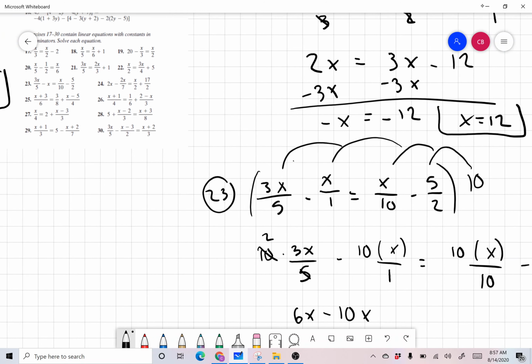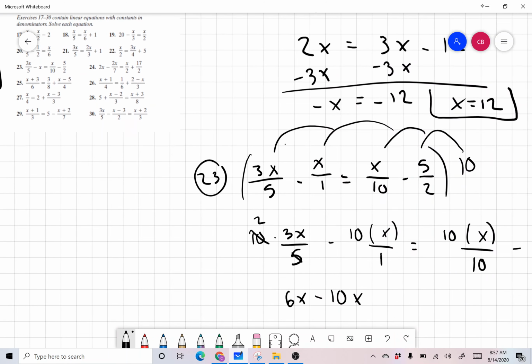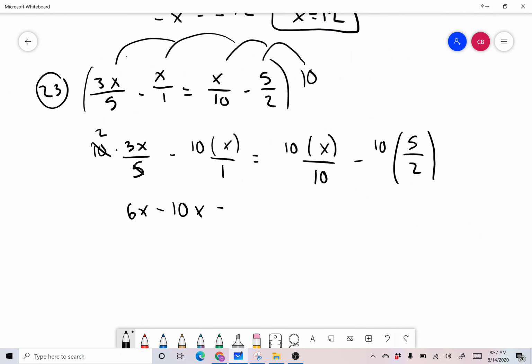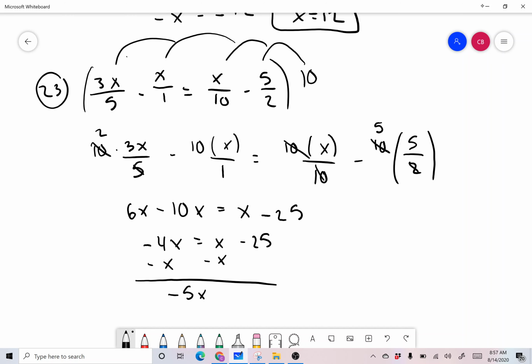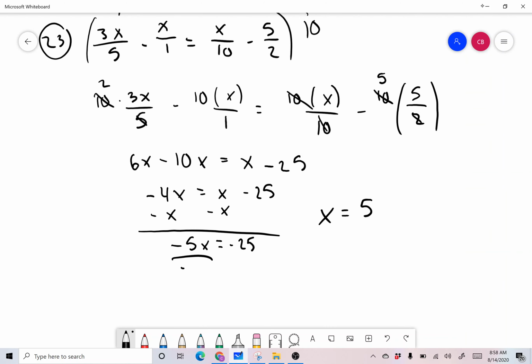Did I write that down right? Let me make sure. Yes, I did. Okay. Equals 10 divided by 10 is 1x. And 10 divided by 2 is 5 minus 25. So this is negative 4x is equal to x minus 25 minus x. Negative 5x equals negative 25, or x is equal to 5. Divide by negative 5.